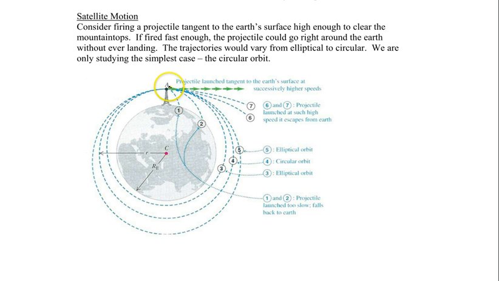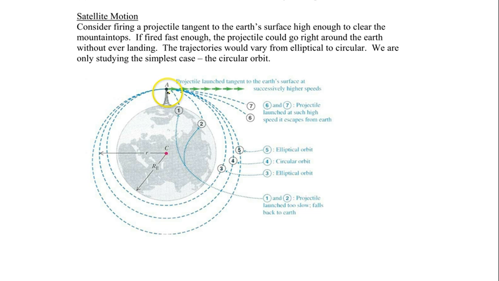If you fire it with enough speed to basically match the Earth's curvature, then it'll follow path 3. But path 3 is not quite circular, it's actually elliptical. If you fire it just at the right orbital velocity, then it'll follow path 4, which is a perfect circle, and then a little bit faster than that, it goes back to elliptical paths.